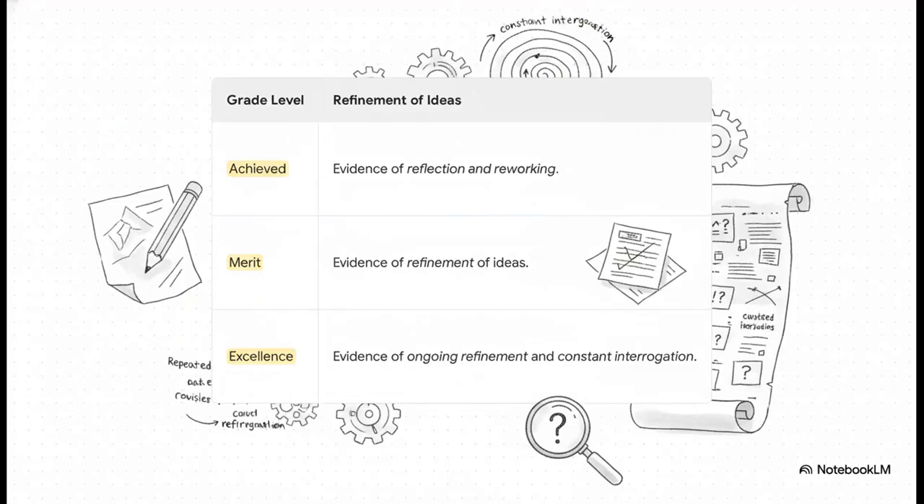This table just perfectly nails the mindset shift. Reworking your ideas? Yeah, that's pretty standard. But excellence demands ongoing refinement through constant interrogation. This isn't about making a few little tweaks here and there. It's a relentless process of questioning every single choice to make it stronger and stronger.